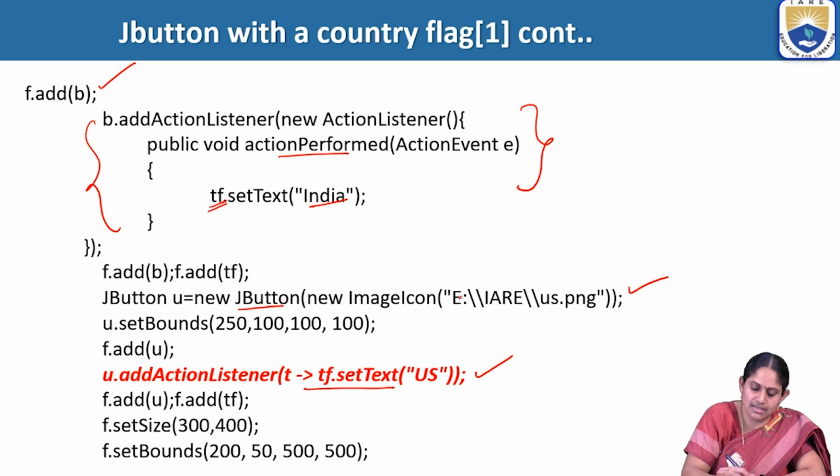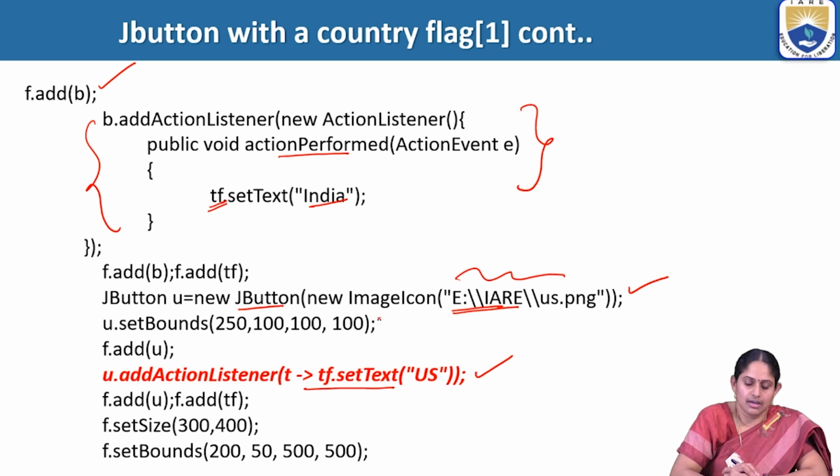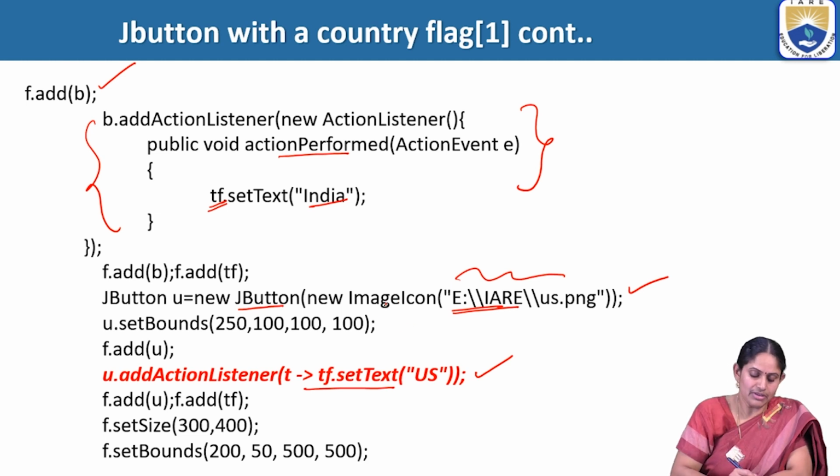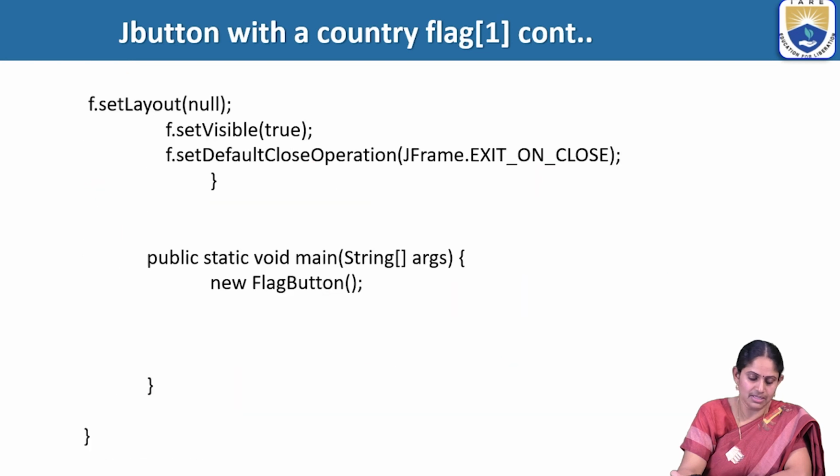I am adding this to this. I am creating a button with this image. So this is the URL of the US image, and since we have to make use of the image in our program, we are making use of the image icon class. This image icon class will convert the URL passed to it as an image and place it over the button. So we have this US flag button created.